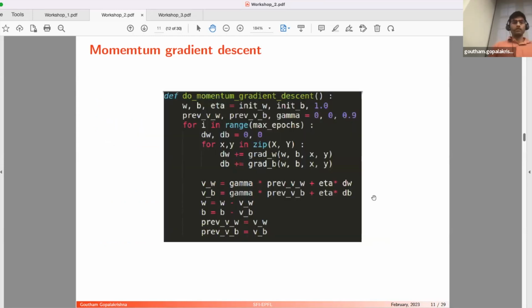Now, how do we code this? You have the same thing, similar to stochastic gradient descent. W and b are initialized. You have a learning rate of 1. And the only change is that instead of updating the weights and bias by the partial derivatives, you look at the history, okay, before updating.